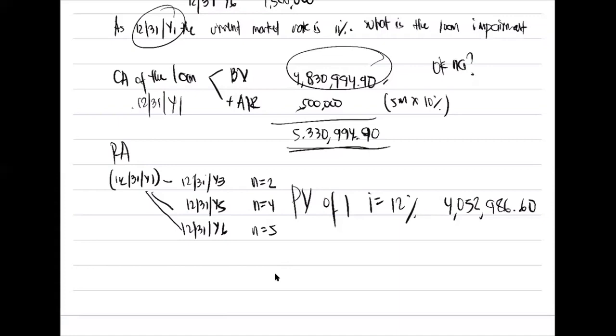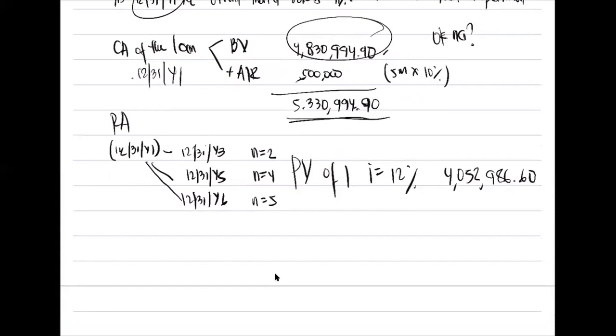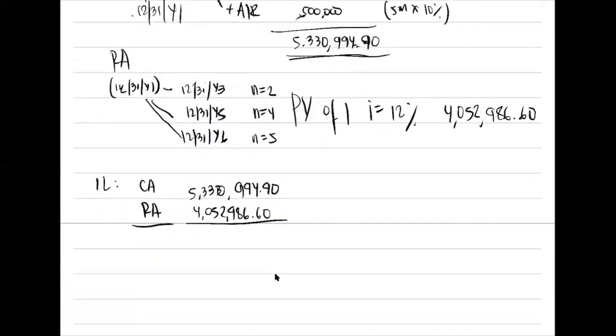So after getting the carrying amount of the loan and the recoverable amount of the loan, we are now ready to compute for our impairment loss. So what is the amount of our impairment loss? That is the difference between the carrying amount and the recoverable amount. Our carrying amount is equal to 5,330,994.90, and our recoverable amount is equal to 4,052,986.60. So what will be our amount of impairment loss? 5,330,994.90 less 4,052,986.60, we will get 1,278,008.30.